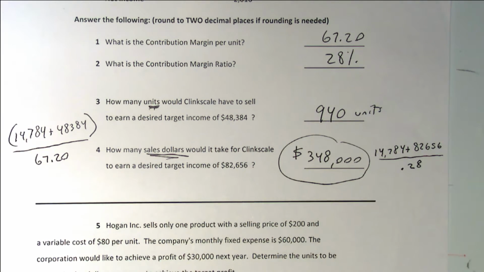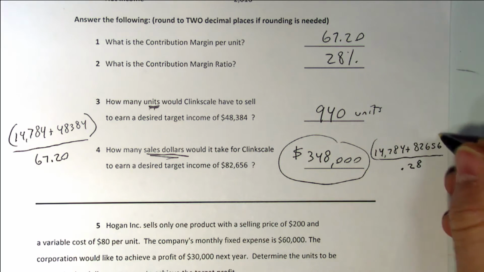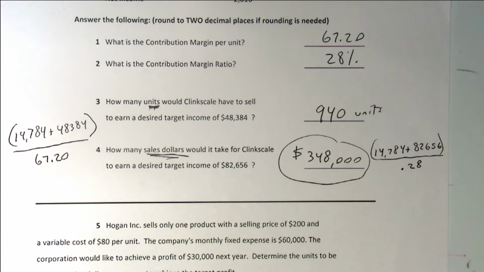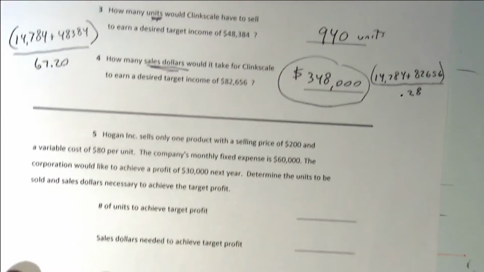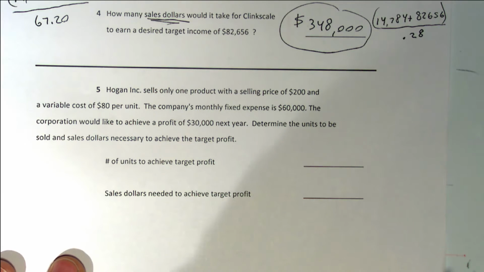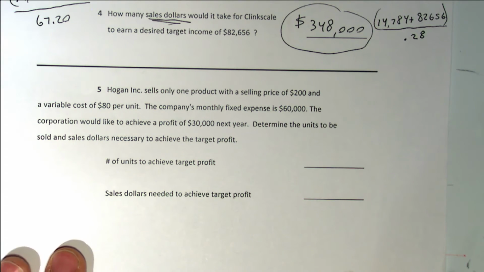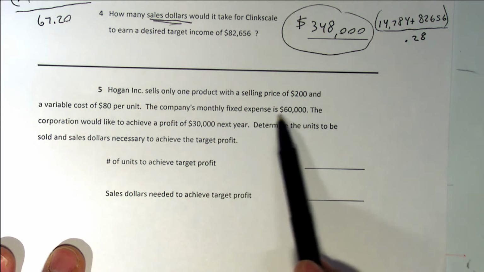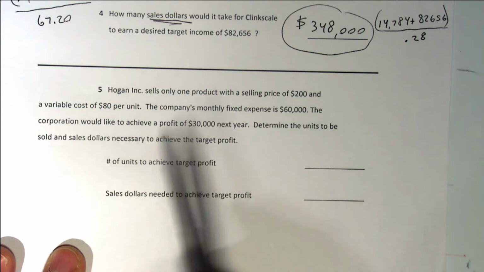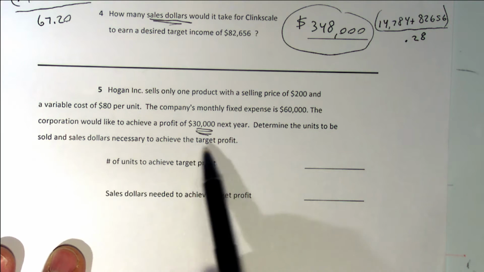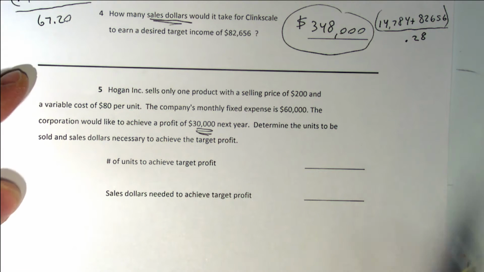All right. Okay, questions on the top part? Okay, let's take a look at the bottom part about Hogan Inc. Hogan Inc. sells only one product with a selling price of $200 and a variable cost of $80 per unit. The company's monthly fixed expense is $60,000. The corporation would like to achieve a profit of $30,000 next year. Determine the units to be sold and the sales dollars necessary to achieve the target profit.